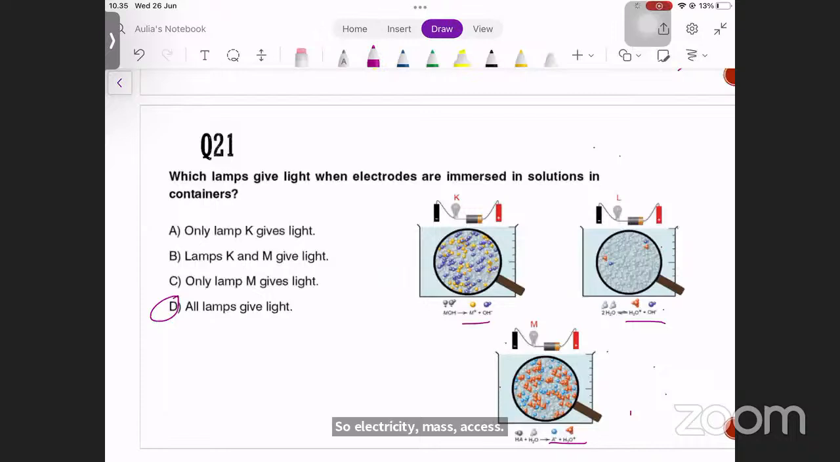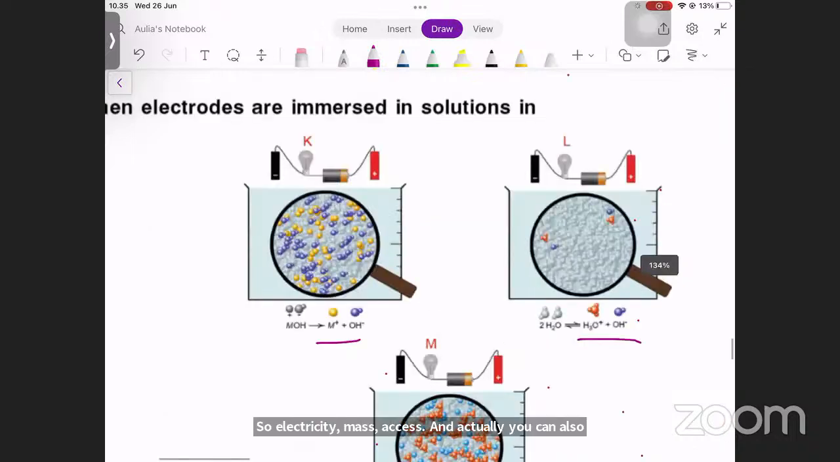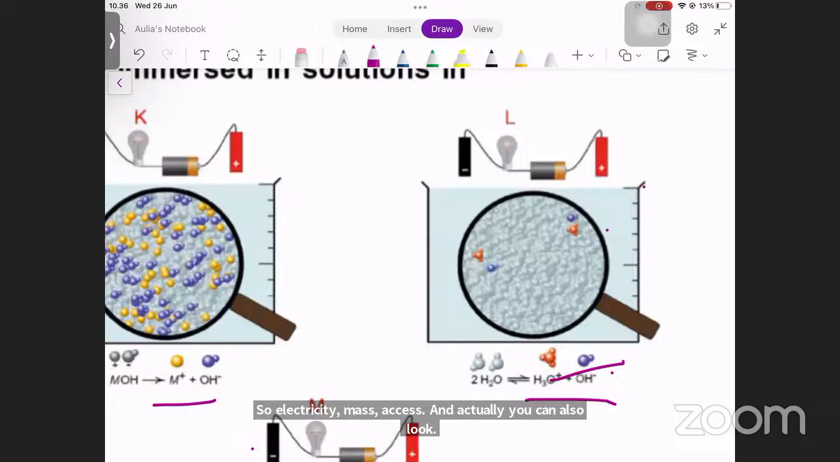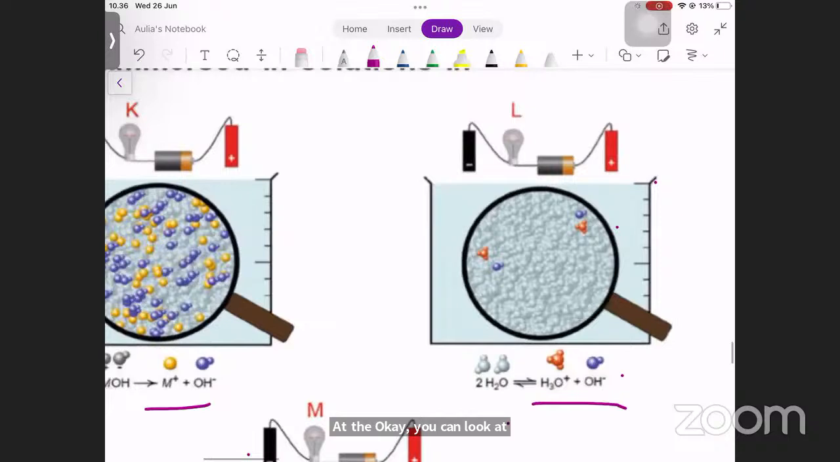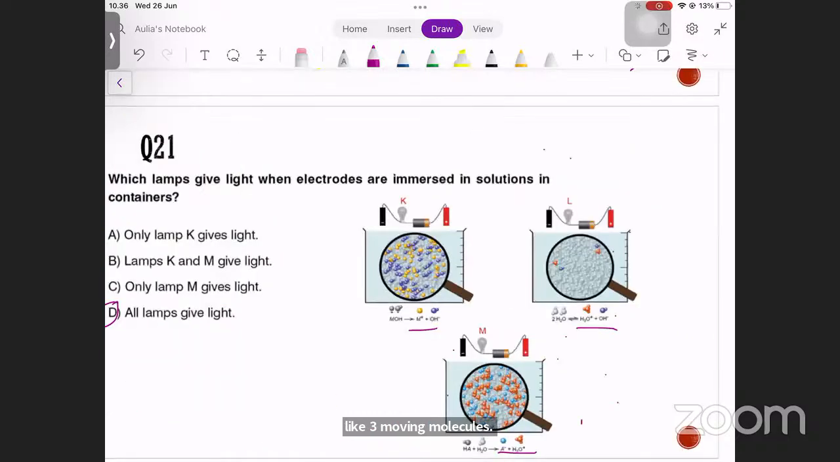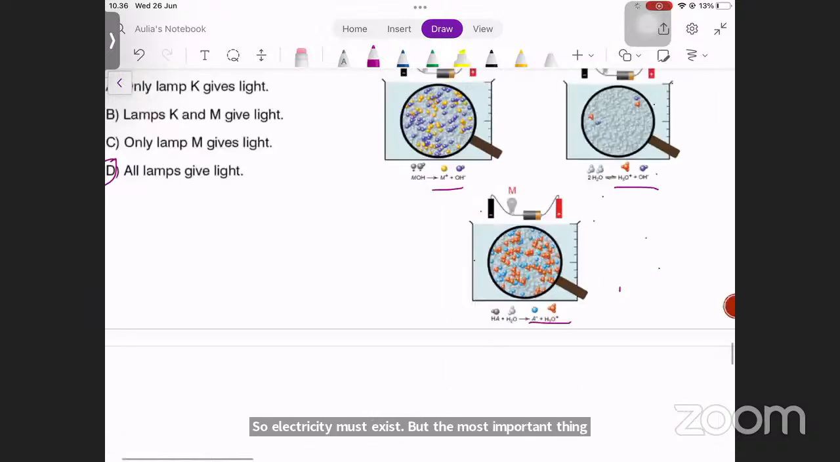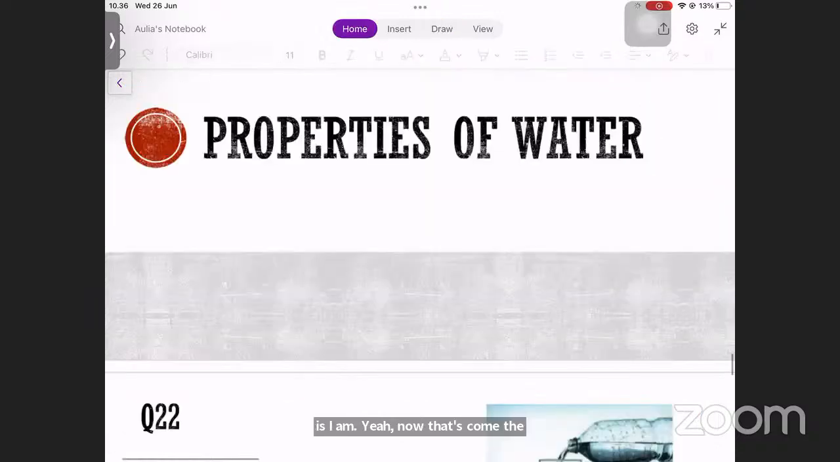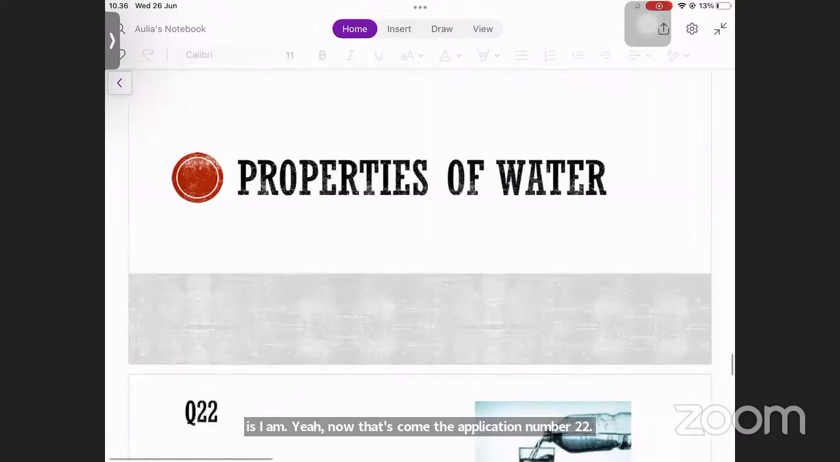And actually, you can also look at the screen, the picture as well. As long as there are free moving molecules, electricity must exist. But the most important thing is ions. Now, let's continue to question number 22. And we are already here in the properties of water, everyone.